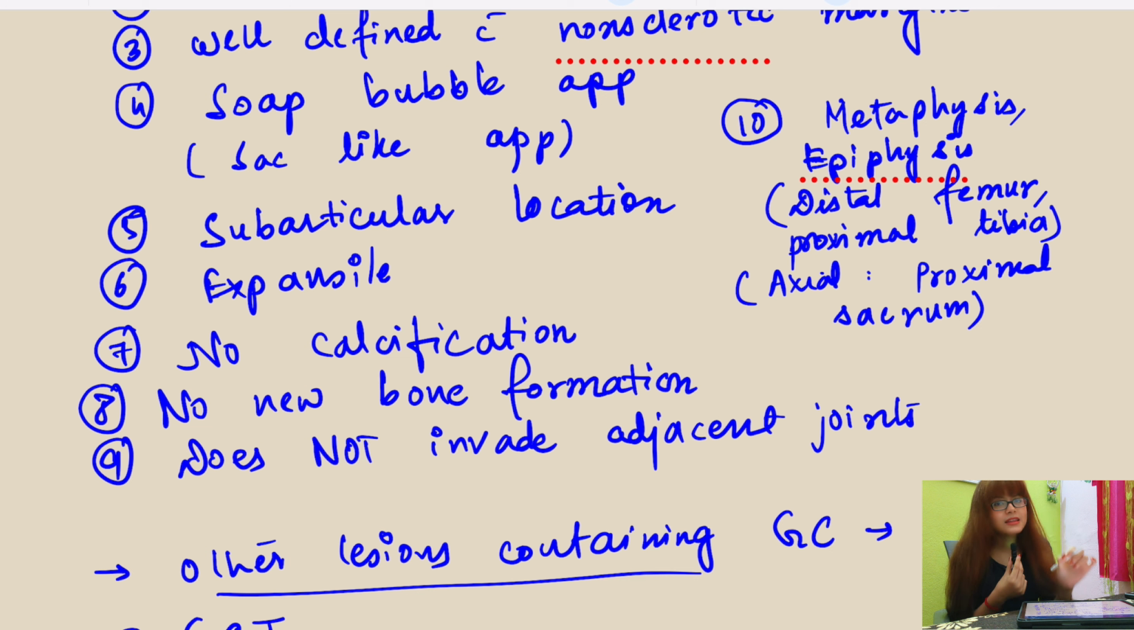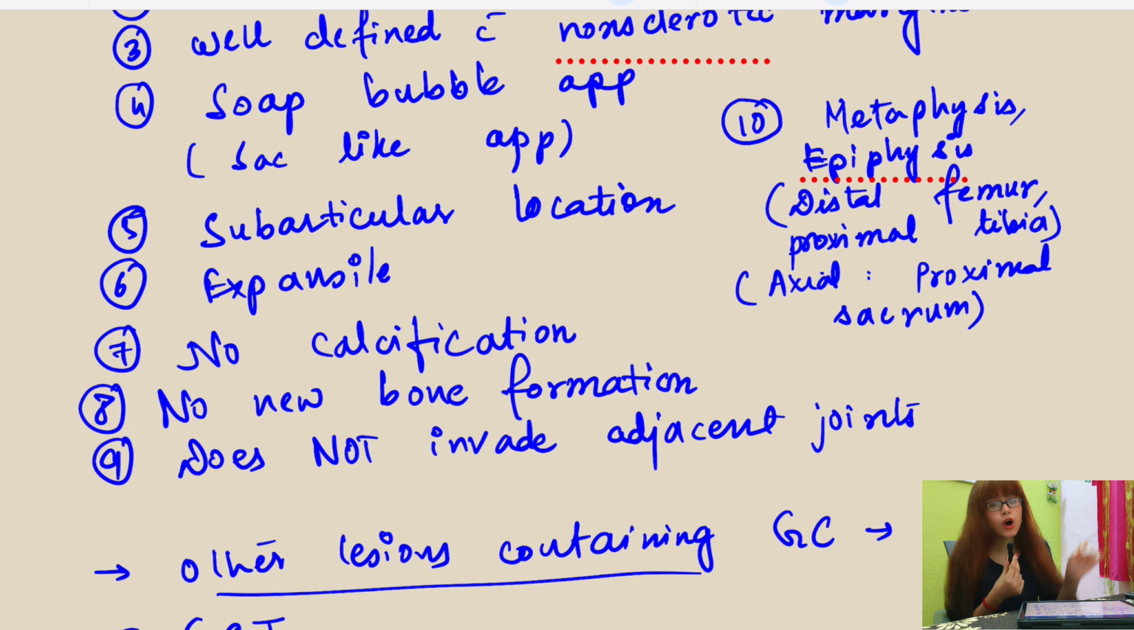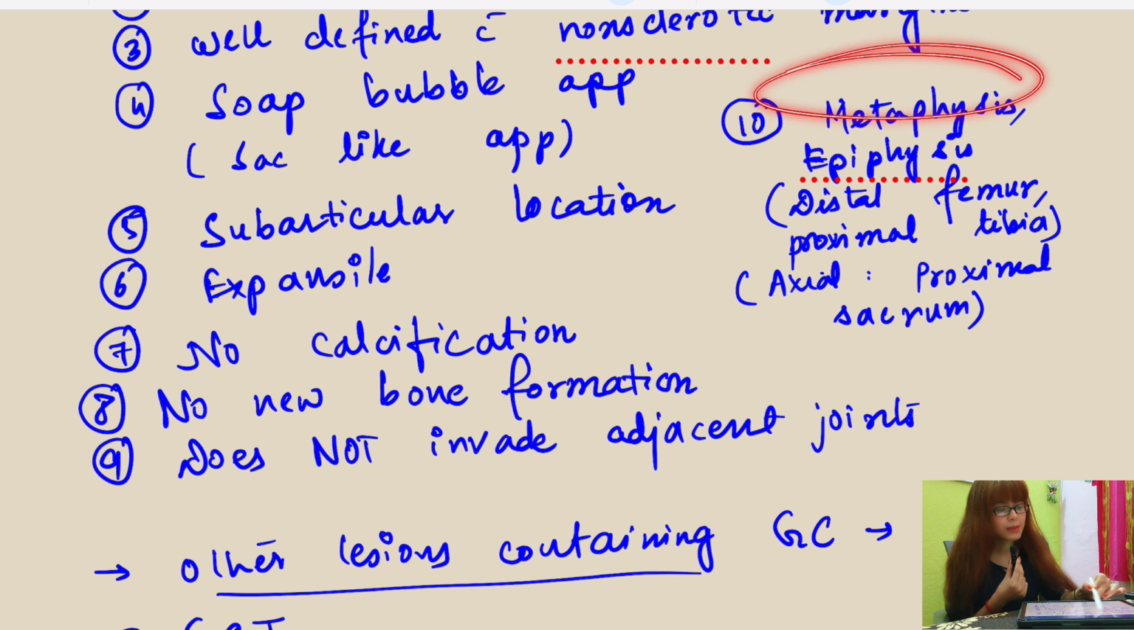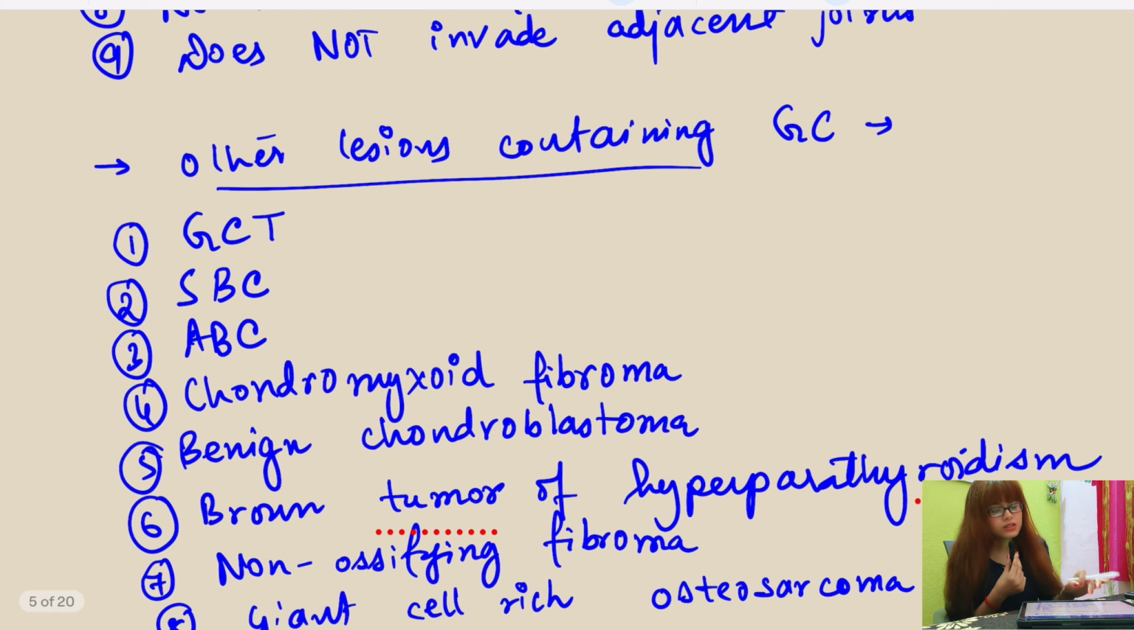So the defect in the giant cell tumor is the defect in the osteoclast, right? And therefore there is no new bone formation, because new bone formation is a feature of the osteoblastic tumors and not the osteoclastic tumors, right? So I hope you are getting your concepts clear now. The location involved is metaphysis, epiphysis, distal femur, proximal tibia, sometimes in the axial skeleton, in the proximal sacrum. Now, this is the important point.